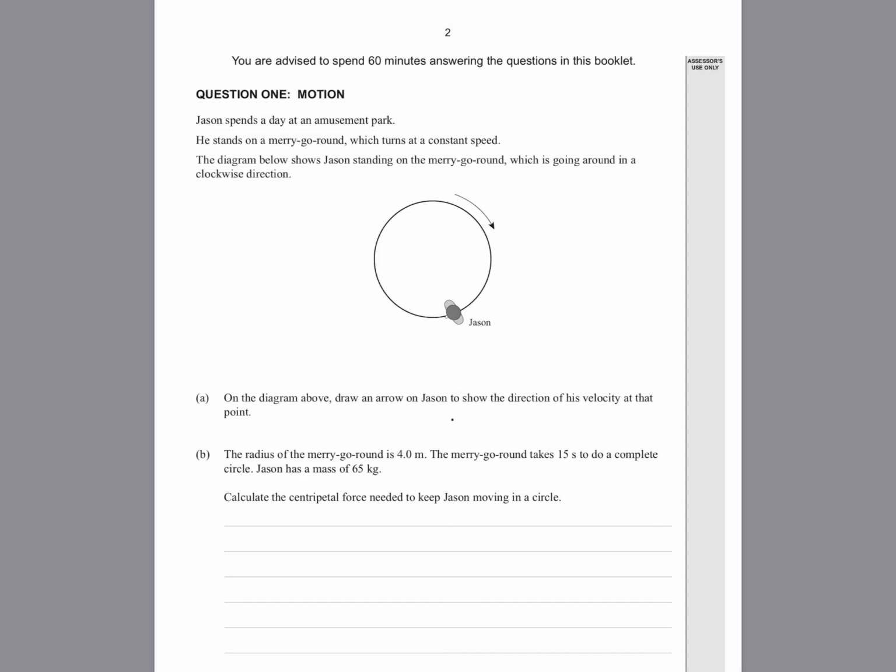Hey guys, welcome to the 2013 Level 2 Mechanics paper. This is for Level 2 Physics, and we just might as well get into it.